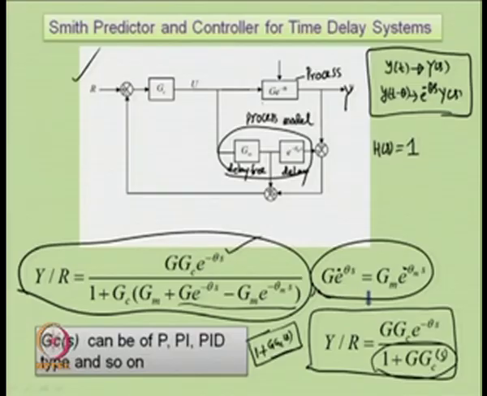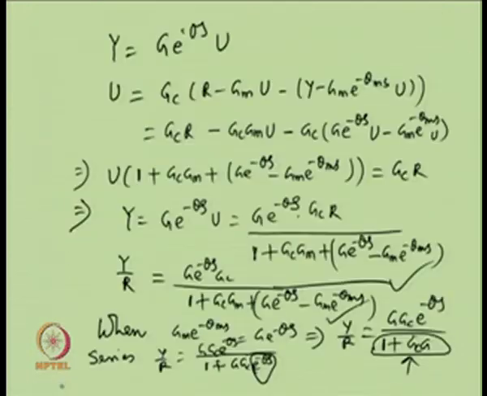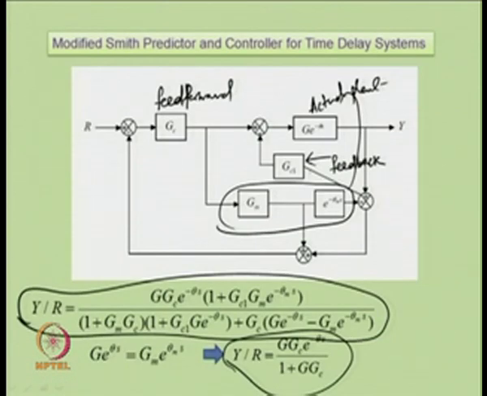So, when this process is subjected to static load disturbances, then the controller G C alone might not be sufficient to give us desired performance for the closed loop system. That is why there is the need for modifying the conventional Smith predictor and controller scheme to get an advanced Smith predictor controller scheme that can take care of external disturbances, load disturbances.